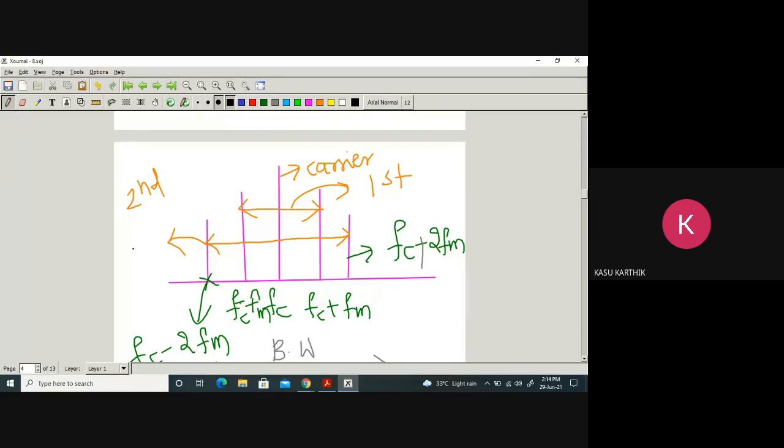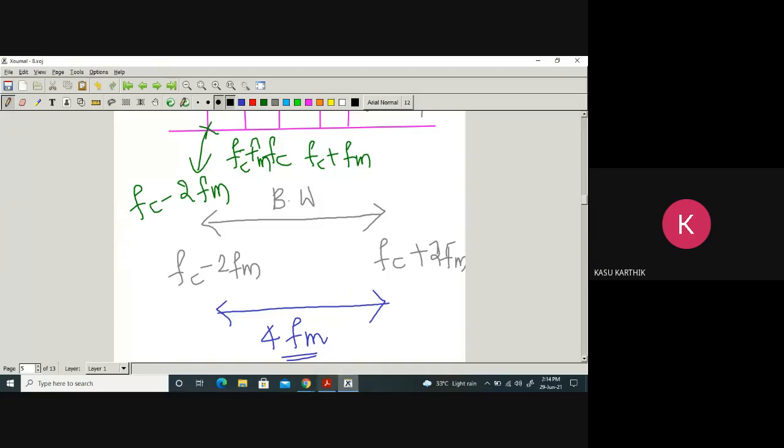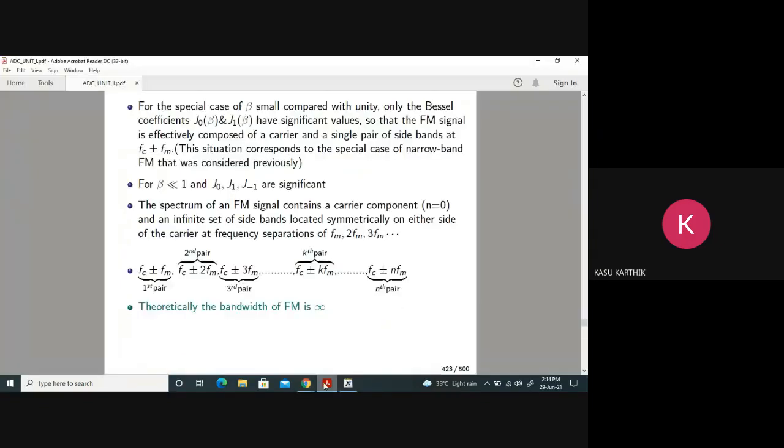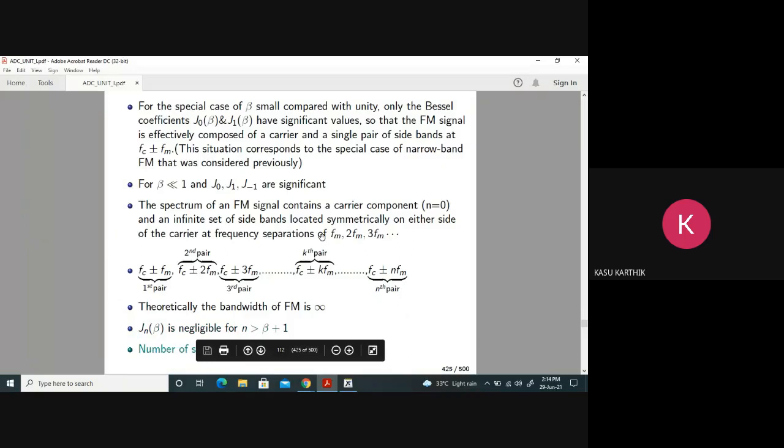Okay, what are those significant sidebands? The number of significant sidebands is equal to beta plus 1. We take only beta plus 1 number of sidebands. We only transmit beta plus 1 number of sidebands. Is it okay? Now, if we transmit beta plus 1 number of sidebands only, then what is the bandwidth? Obviously, it is 2 into beta plus 1 into FM.